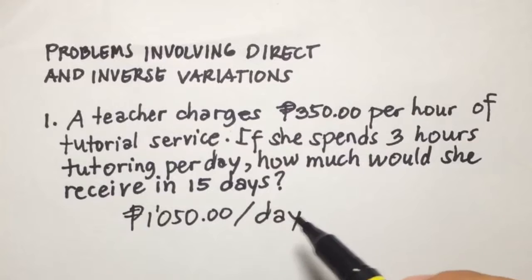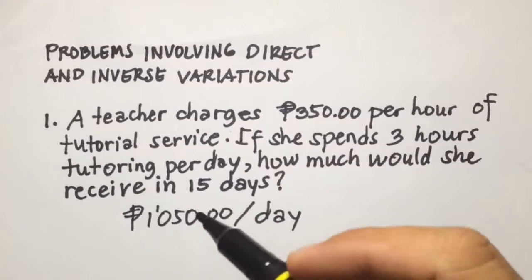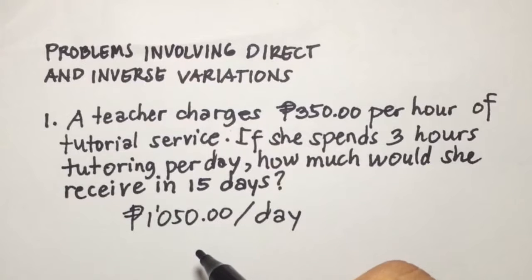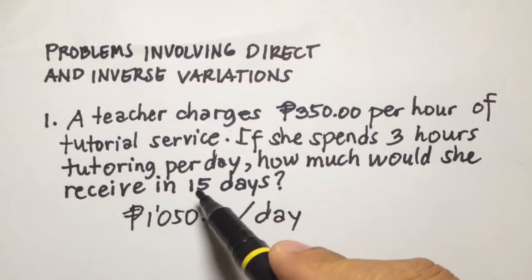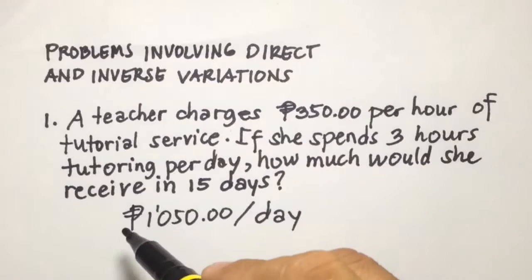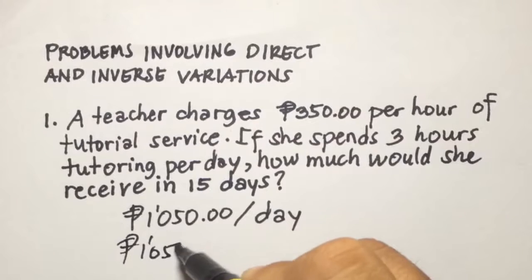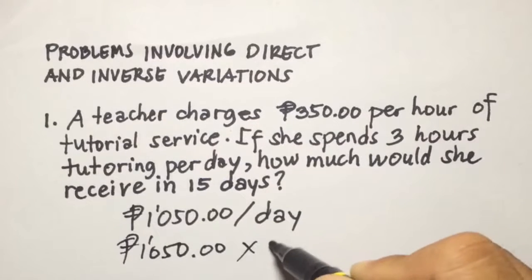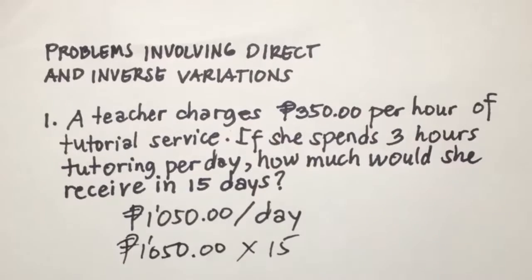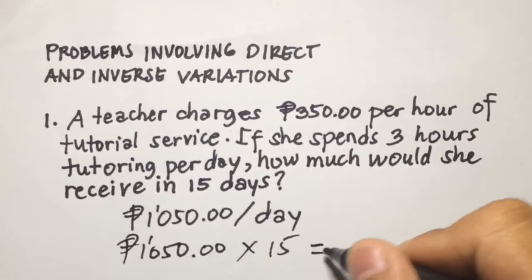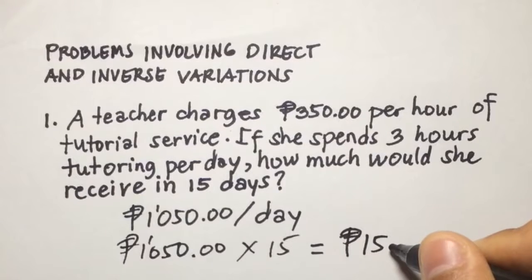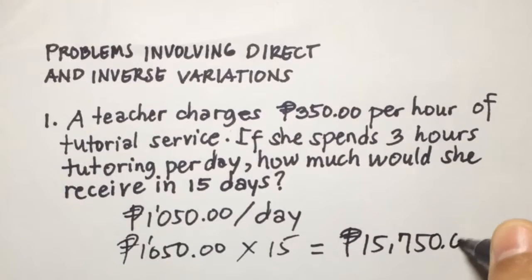Now the question here is how much would she receive in 15 days? The rate of the teacher is 1,050 pesos per day. She's working for 15 days, therefore that will be 1,050 times 15. So 1,050 pesos times 15, the answer will be 15,750 pesos. This will be the amount of money that the teacher will receive if she spends 3 hours tutoring per day in 15 days.